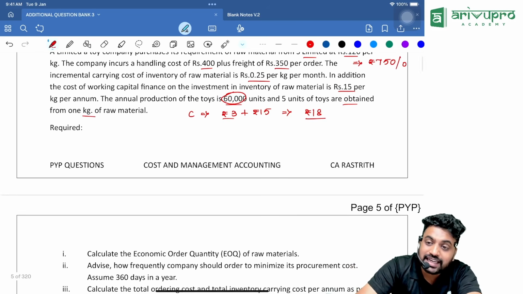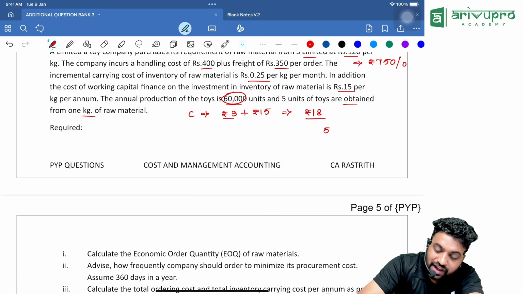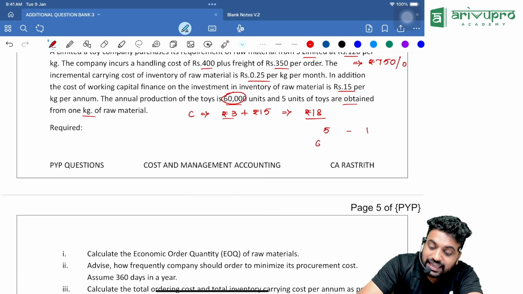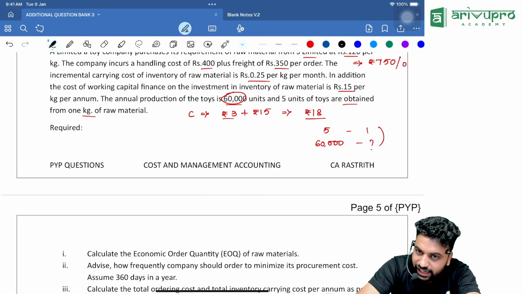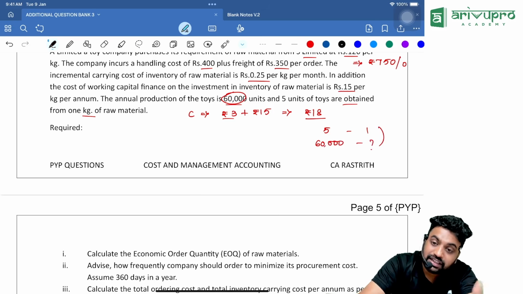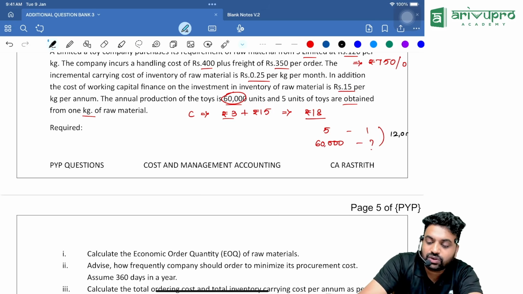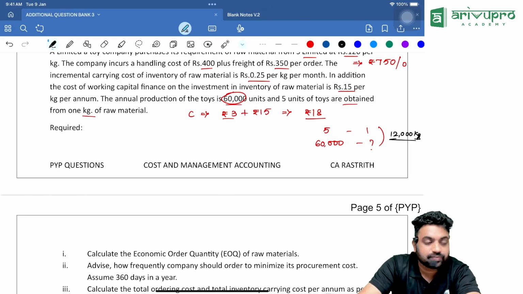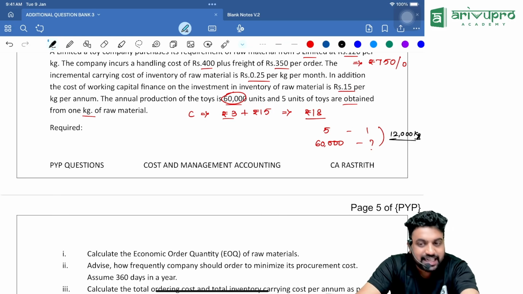Guys, so how many kg of raw material is required? Try to understand. To get 5 toys, you need 1 kg of raw material. To get 60,000 toys, question mark. Not 60,000 into 5, 60,000 divided by 5, 12,000 kgs. Because they are not telling each toy requires 5 kg. They are telling each kg can manufacture 5 toys. Hope it's clear.